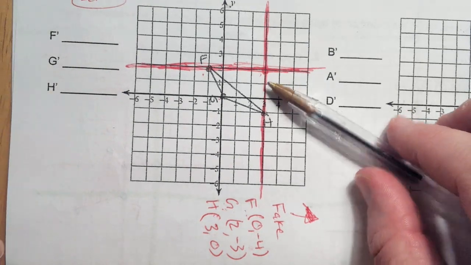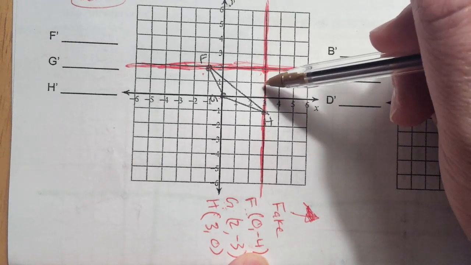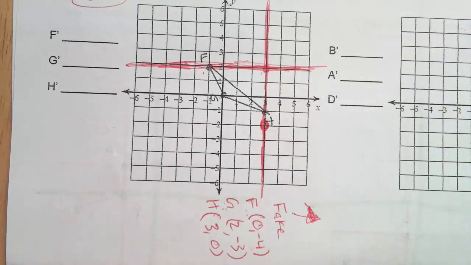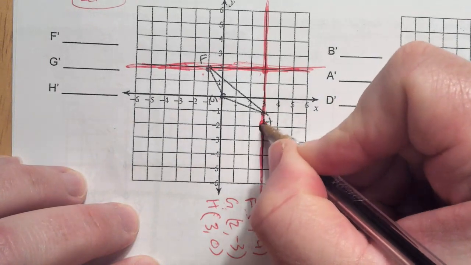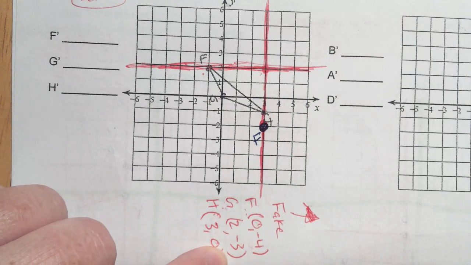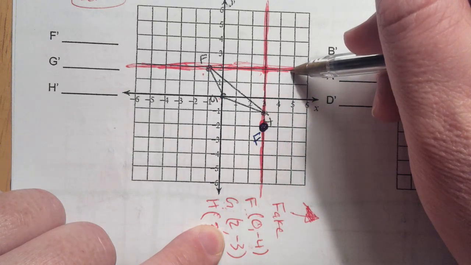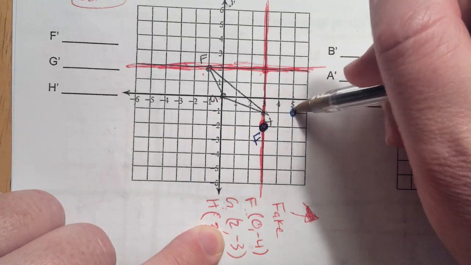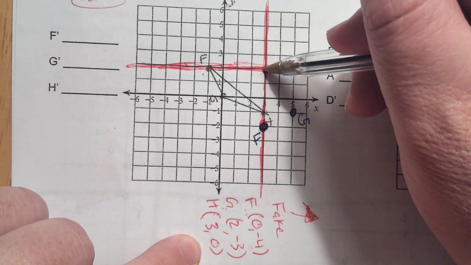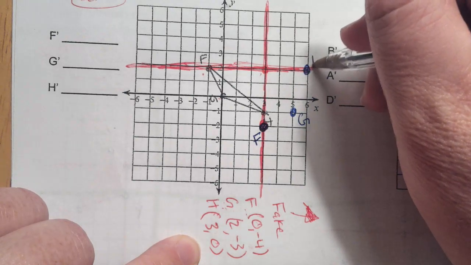All right, let's see if you guys have plotted that correctly. F would be at 0, -4, so over 0, down 4: 1, 2, 3, 4. So this point right here would be my F. And then my G would be at +2, -3: 1, 2, 3. That's my G. And then my H is at +3, 0. And that would be my H.